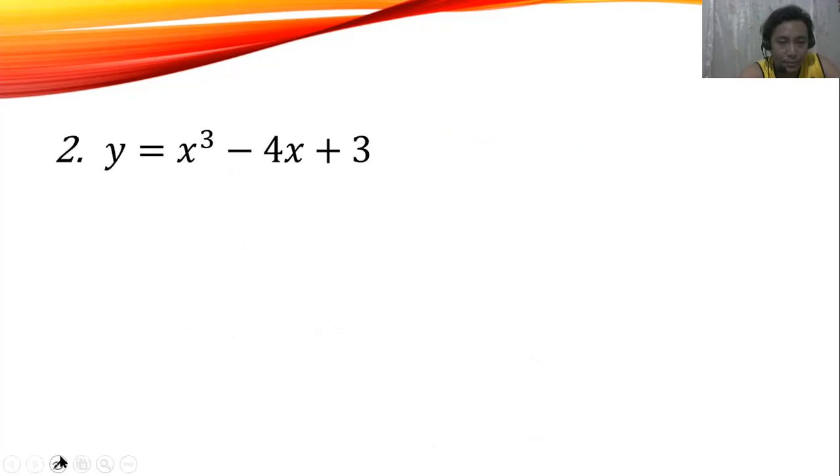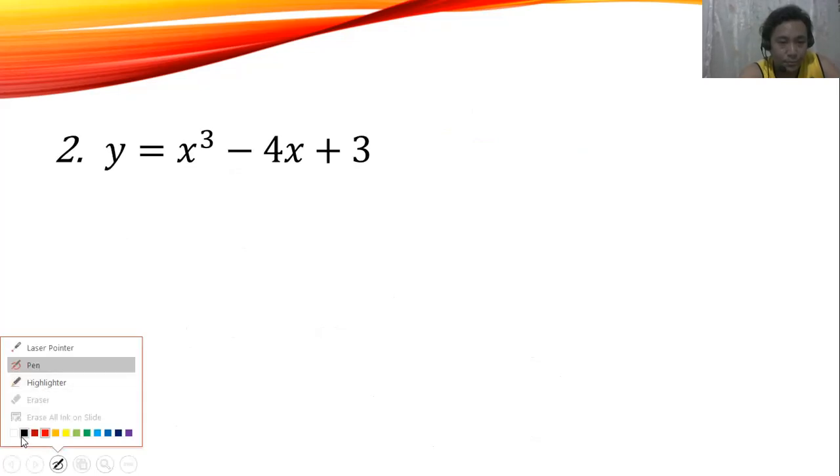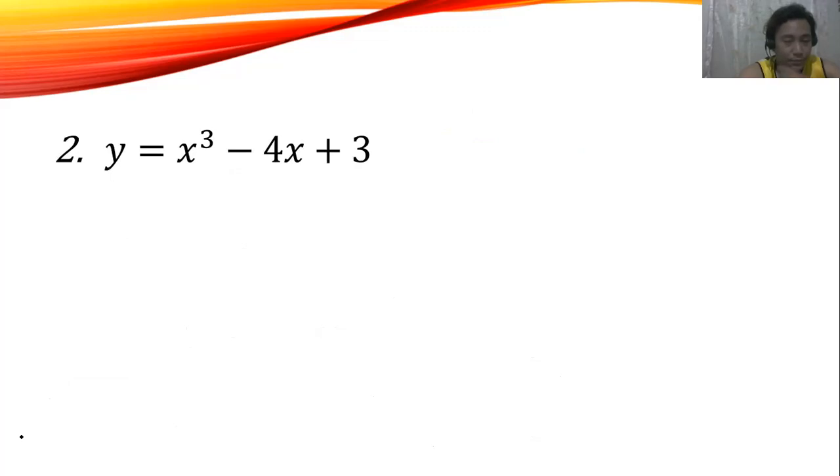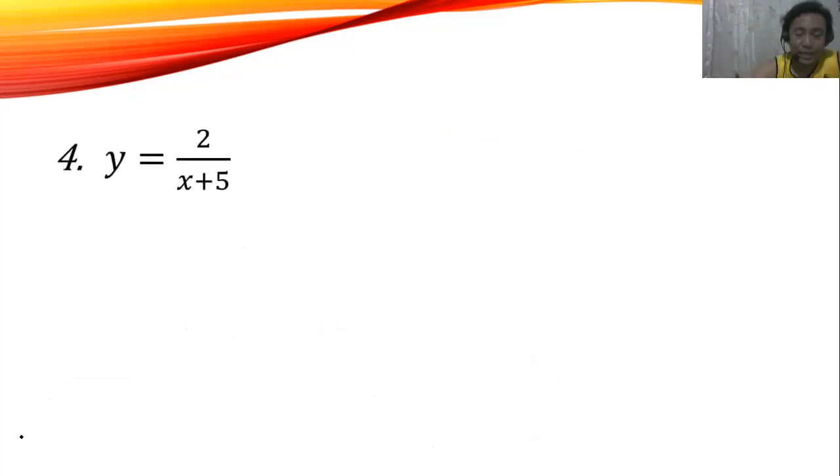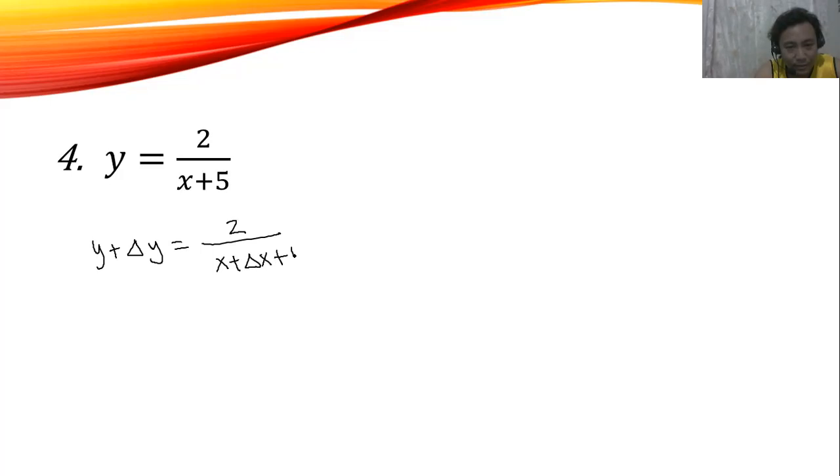Example number 2. Ay, yung iba na lang. Fraction naman muna. Ayan. Example number 4. Let's solve this. So the step 1 is to substitute y with y plus delta y, and substitute x with x plus delta x. So we have y plus delta y is equal to 2 over x plus delta x plus 5. So this is the first step.